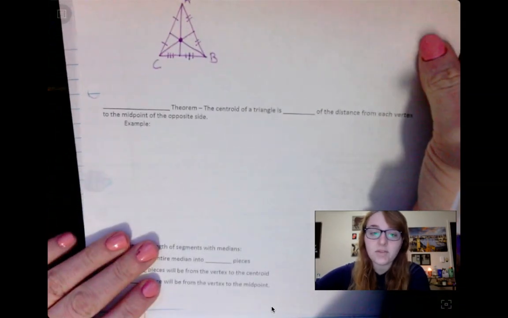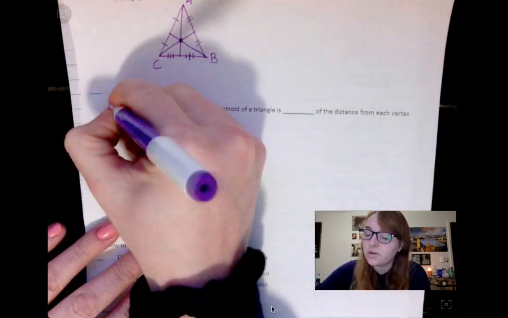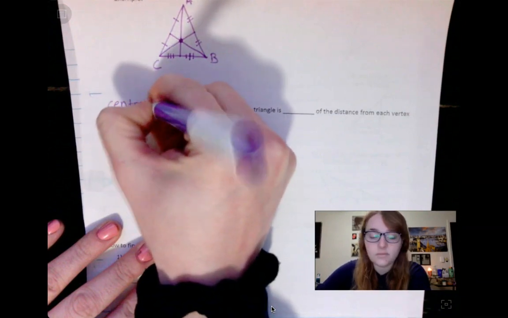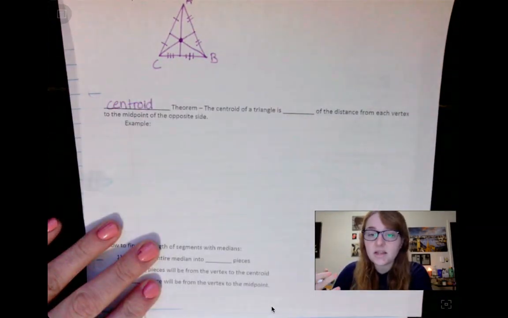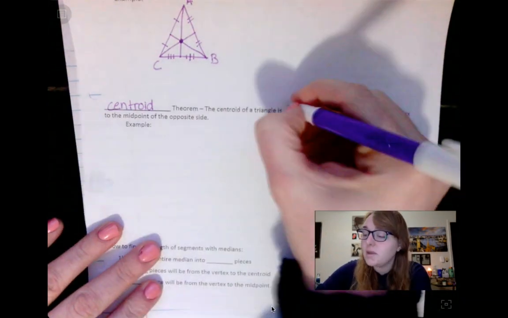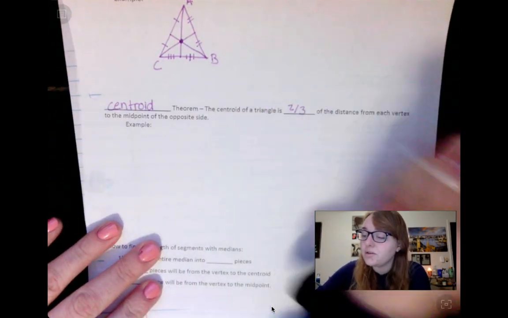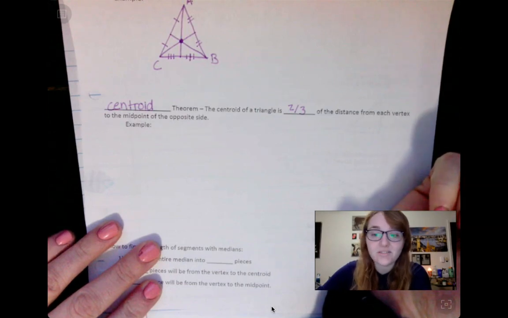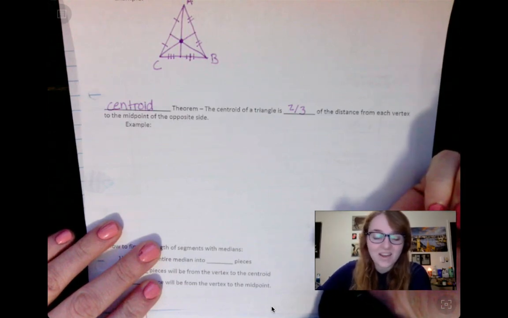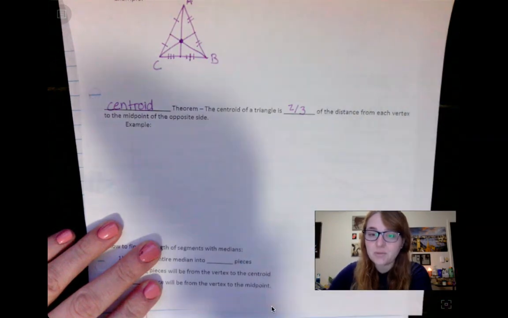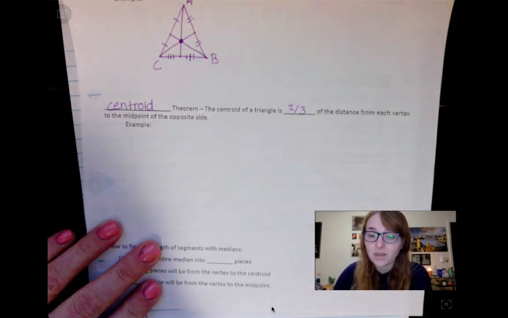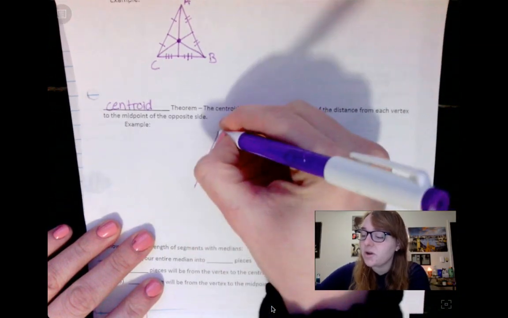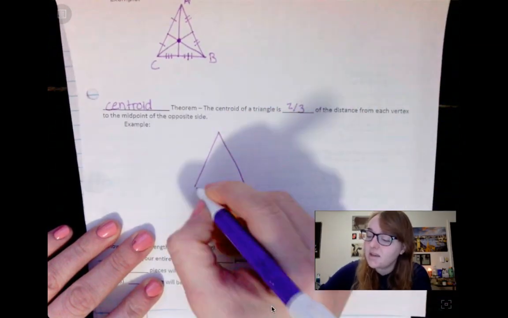All right, and of course we have a theorem for this. The centroid theorem says that the centroid of a triangle is 2/3 of the distance from each vertex to the midpoint of the opposite side. Okay, so let's go ahead and draw a picture so that we can see what that means. Okay, so I'm going to draw the exact same picture here, the same triangle, points A, B, and C.